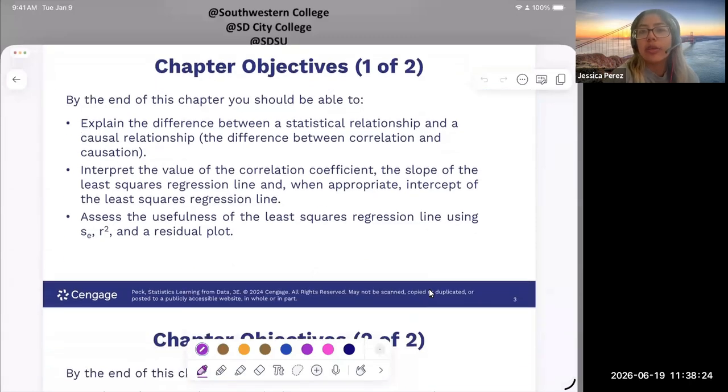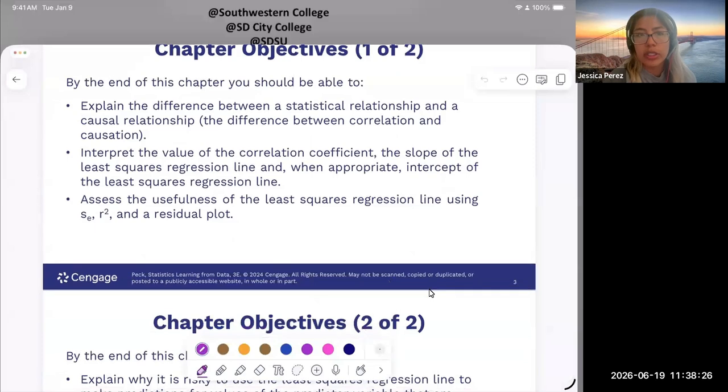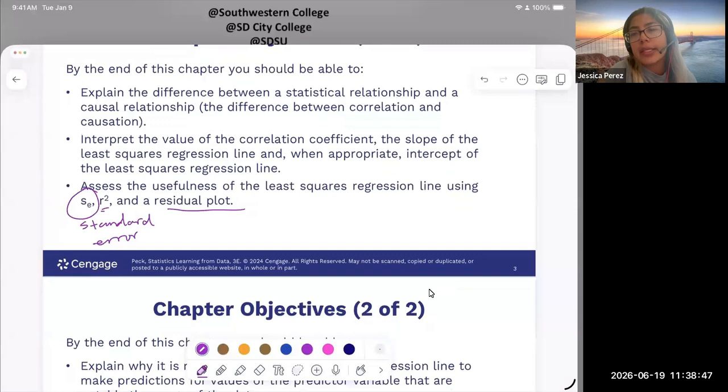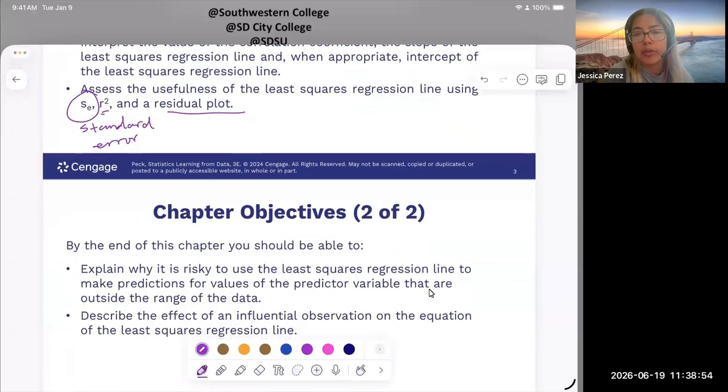We're going to be assessing the usefulness of least square regression using the standard error, SE. So SE stands for standard error. And then we have R squared, our linear correlation coefficient, and a residual plot. So we're going to be using these terms right now. These terms may seem vague to you, but as we talk about this chapter, we're going to be understanding what this is.